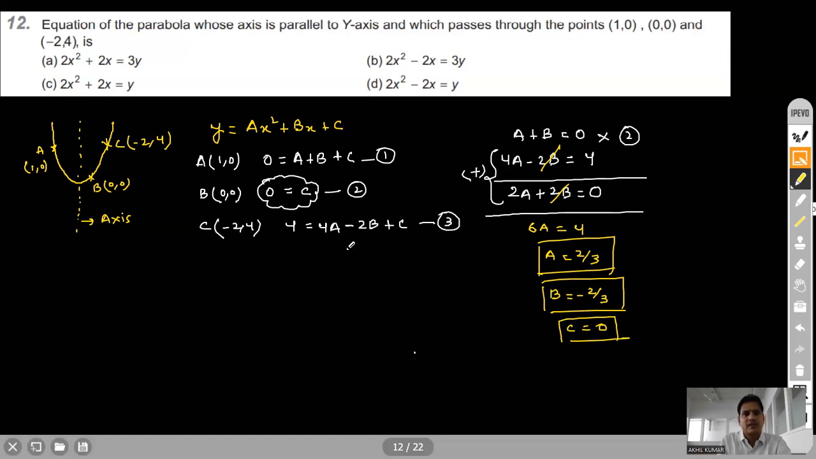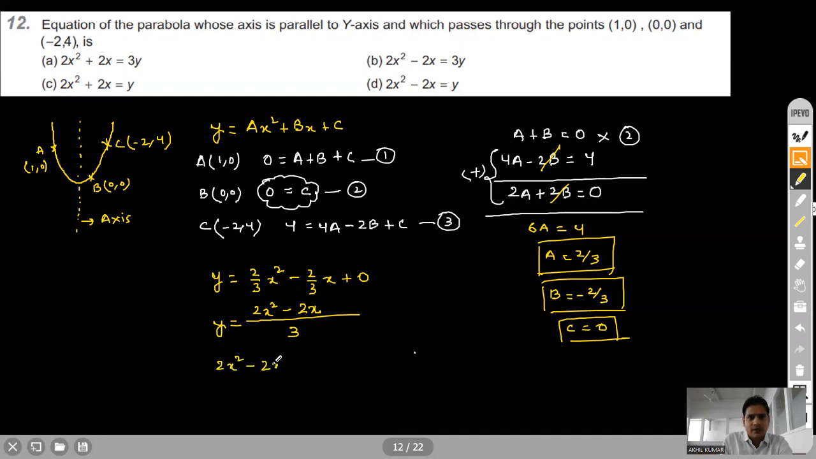Now put the value of a, b, c in the equation. Okay. So what do we get? The equation of parabola is 2 by 3 x square minus 2 by 3 x plus 0. So let's take 3 as LCM. It will be 2x square minus 2x. Okay. So finally, what we got? 2x square minus 2x is equal to 3y. This will be our final equation of parabola. Okay. So option B is correct.